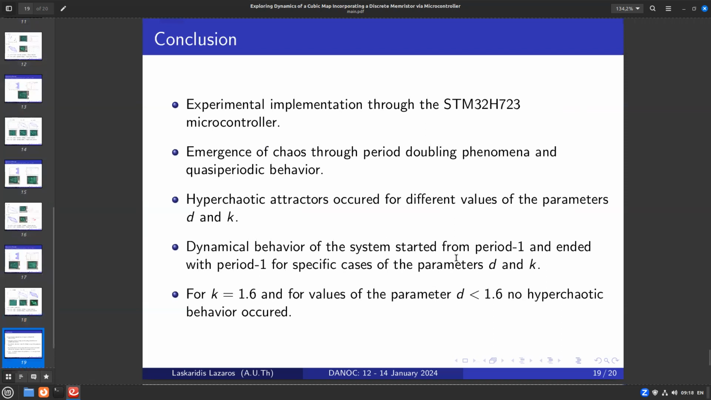And finally, we saw the experimental implementation through the microcontroller. Also, we saw how through the period doubling phenomena and quasi-periodic behavior, a hyperchaotic attractor occurred for different values of the parameters D and K, and the dynamical behavior of the system started from period 1 or a fixed point and ended in a fixed point for specific cases of the parameters D and K, and for K equals 1.6 and for values of the parameter D lower than 1.6, no hyperchaotic attractor occurred.